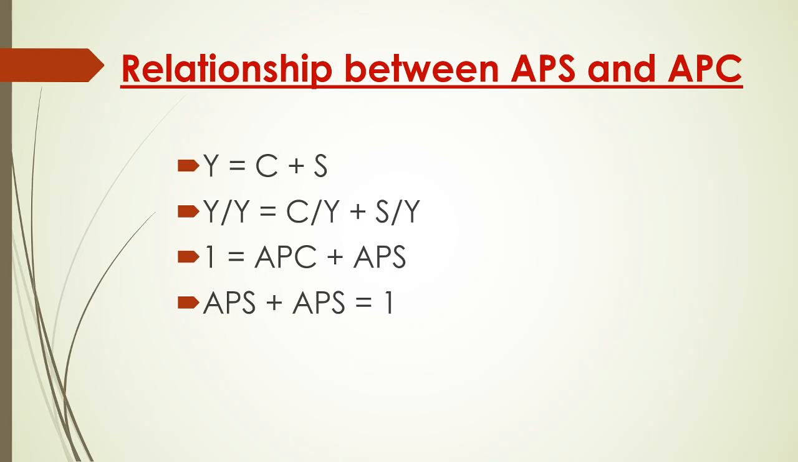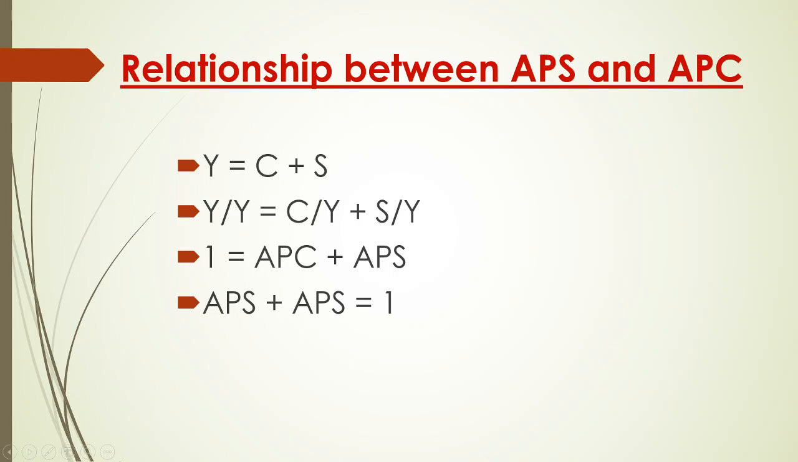Next topic is the relationship between APS and APC. There is some relationship between APS and APC. So what is it? Students, we know that national income, that is Y, is either consumed or saved. Whenever you get a particular amount of income, either you use it for consumption or you save it, right? So Y equal to C plus S.